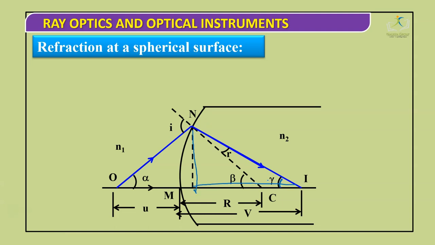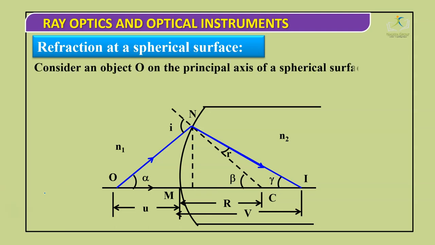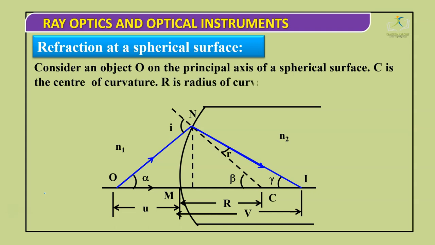From this normal, it will be making an angle gamma. So from the exterior angle theorem, we can say, consider an object O on the principal axis of a spherical surface. C is the center of curvature over here, R is the radius of curvature, I is the image, and O is the object.